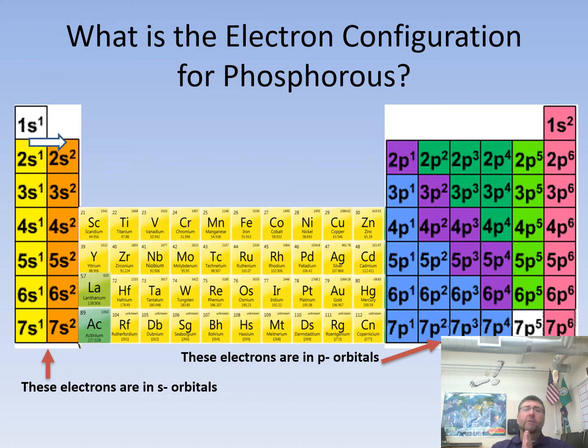All right, so let's figure out what the electron configuration of phosphorus is. So take a look at your periodic table and figure out where phosphorus is.